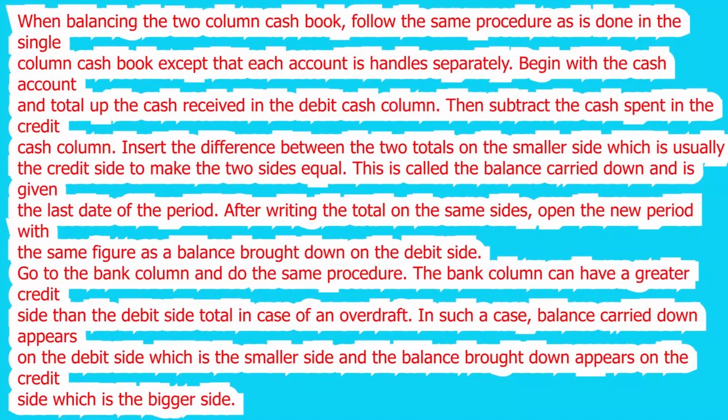The bank column can have a greater credit side than the debit side total in case of an overdraft. In such a case, balance carried down appears on the debit side, which is the smaller side, and the balance brought down appears on the credit side, which is the bigger side.